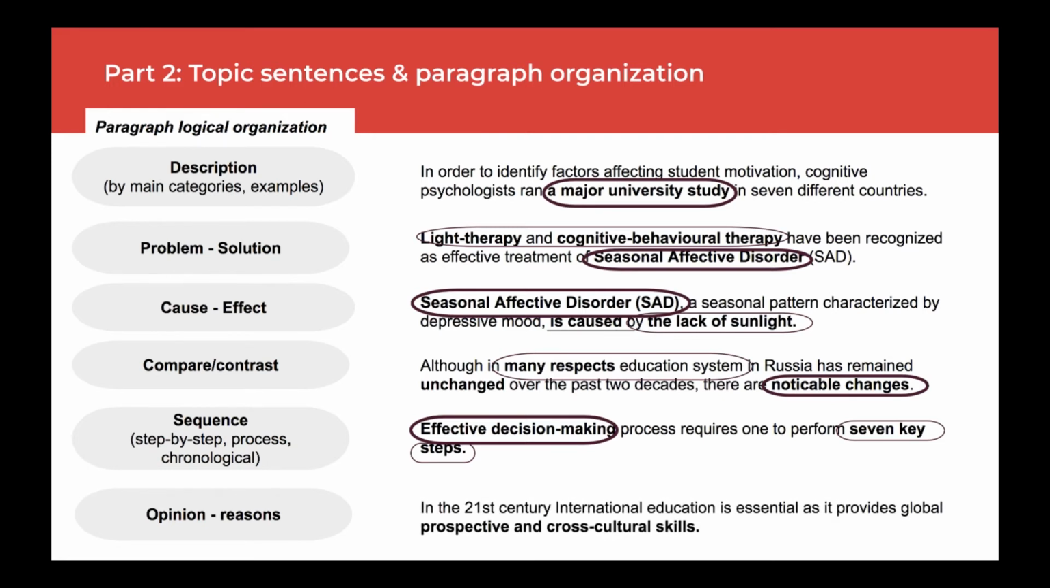Usually opinion is something that could be contested, something that you can argue against. From the example, "In the 21st century, international education is essential as it provides global perspective and cross-cultural skills." So the opinion here is international education is essential. Some people may definitely disagree with this, that there is no need for international education. And in this case, we expect that the author will explain that or provide evidence that it indeed provides global perspective and cross-cultural skills.